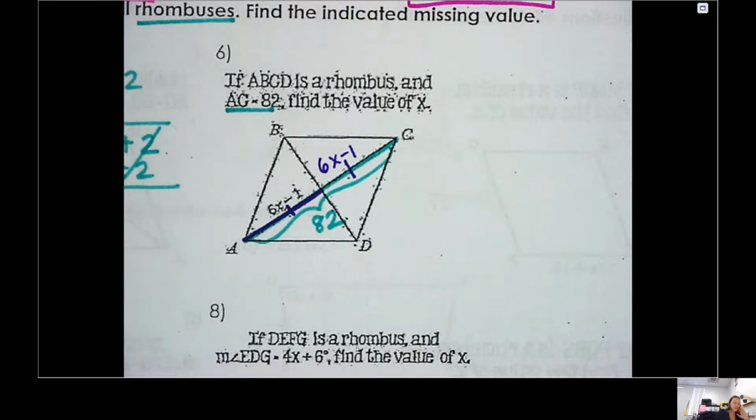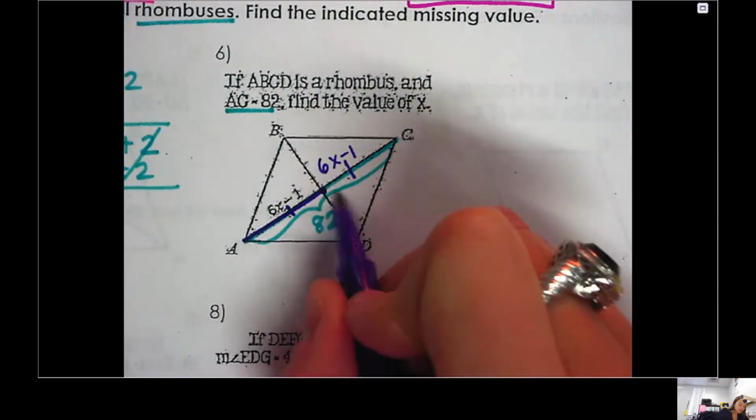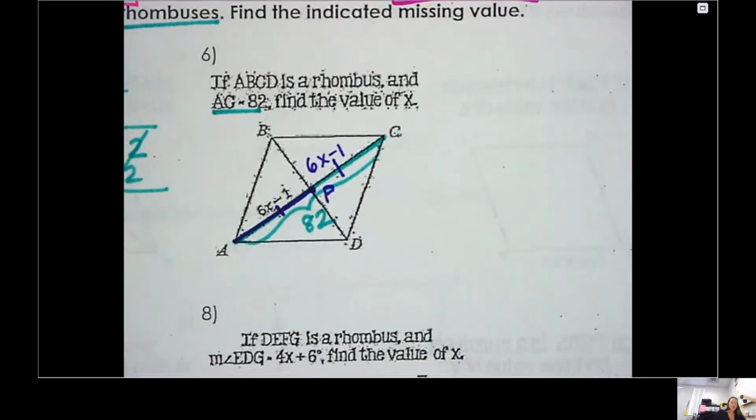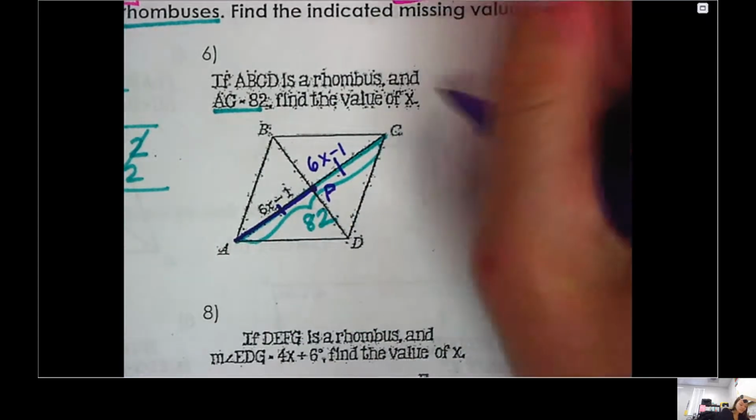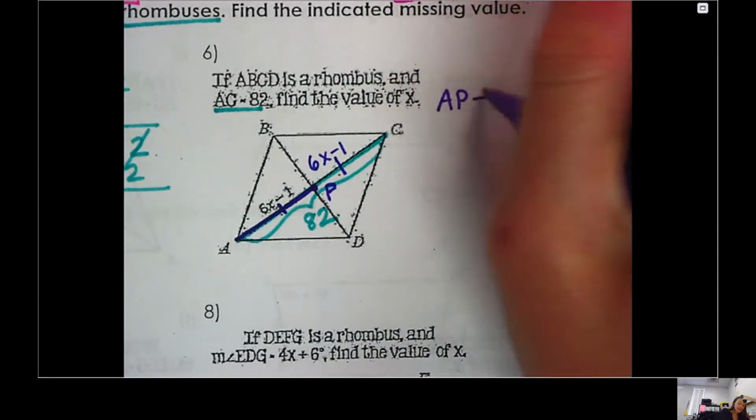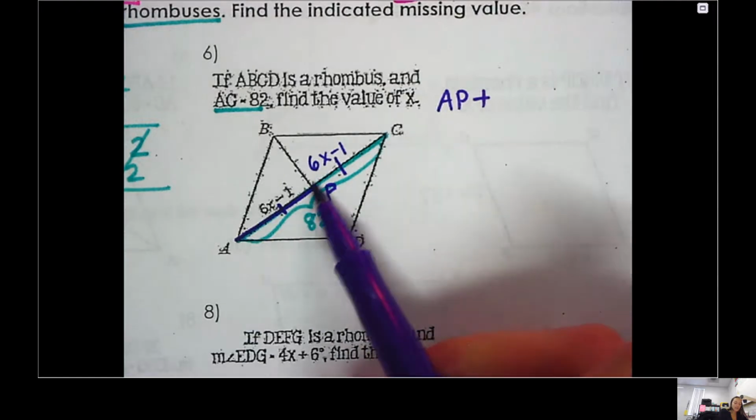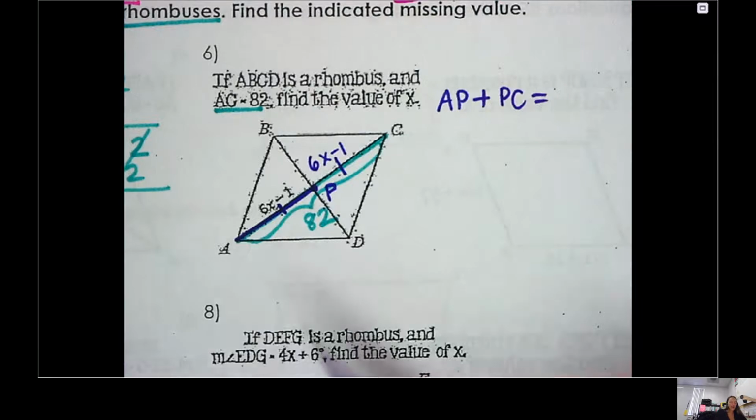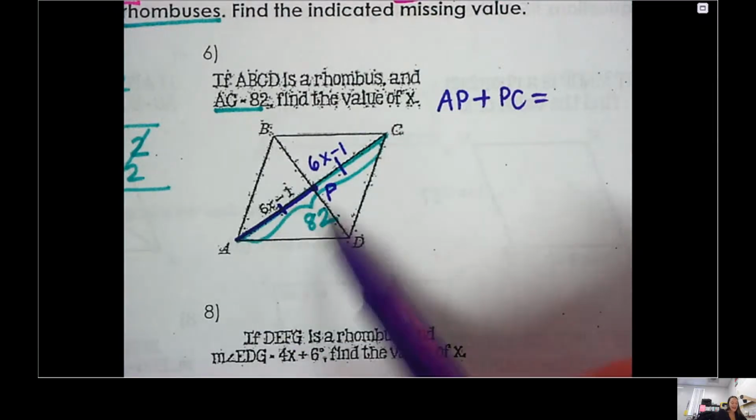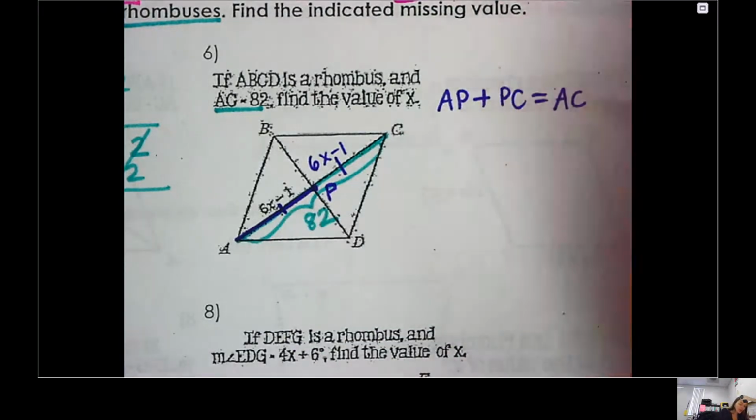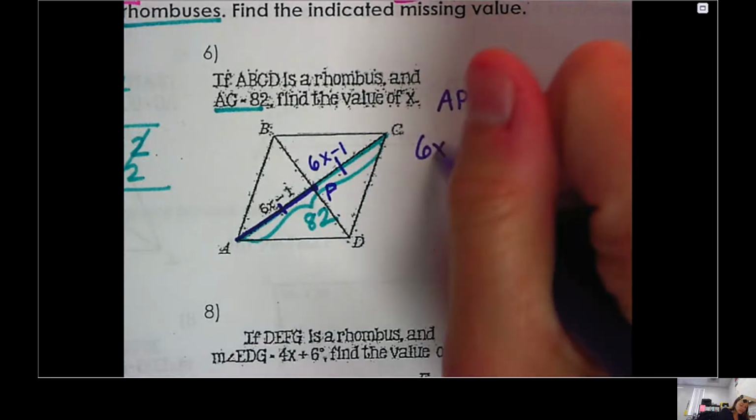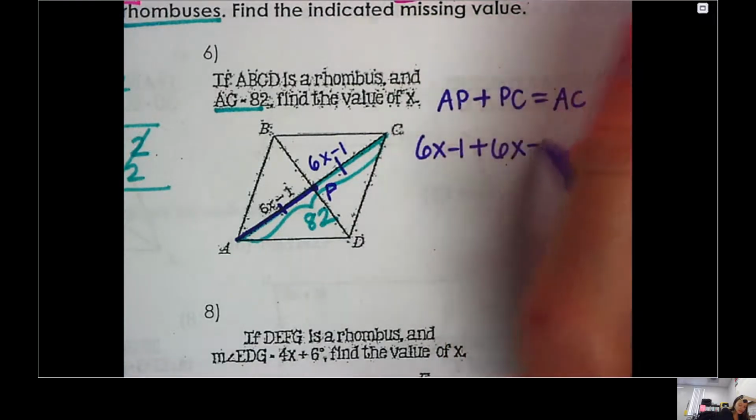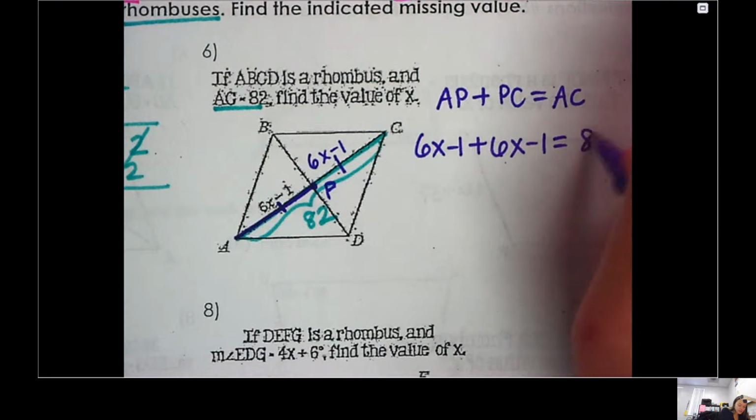So I want to write the equation, maybe I'll put a little P here for myself. I want to write an equation that says from A to P, if I take that segment and add it together with this segment over here from P to C, I should get the whole thing AC, which is 82. So my equation becomes 6x minus 1 plus 6x minus 1 equals 82.